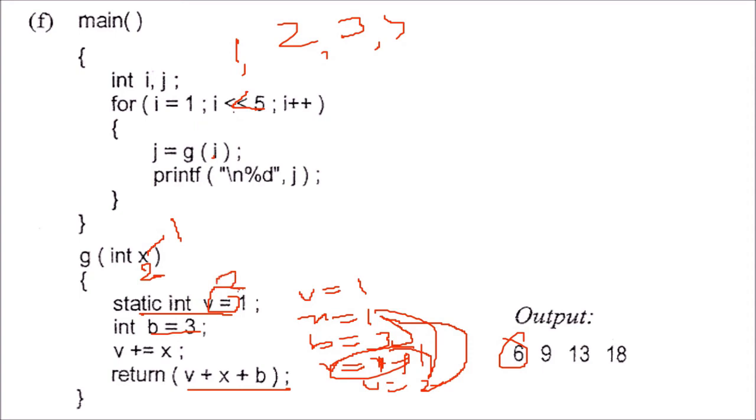So it will become 2. Next case, similarly you will add 2 with this 3 and again v equal to v plus x. So this x has to be added with 2. So you'll get 9. This is how it goes.